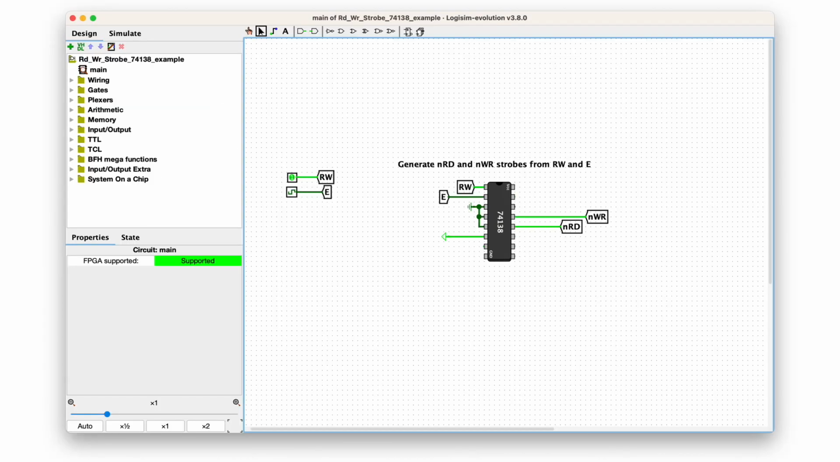So what I've done here is connect the RW input to the first input bit, the 1 position, and the E clock signal to the second input bit, the 2 position. The third input, the 4 position, is just tied to ground, and the enable inputs are just connected so the output is always enabled. Then I've connected the write strobe output to the Y2 output and the read strobe output to the Y3 output. So recall that the RW signal is high for a read and low for a write.